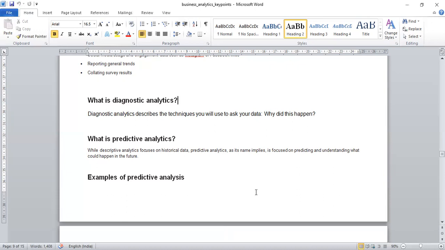So what is predictive analytics? While descriptive analytics focuses on historical data, predictive analytics, as its name implies, is focused on predicting and understanding what could happen in the future.